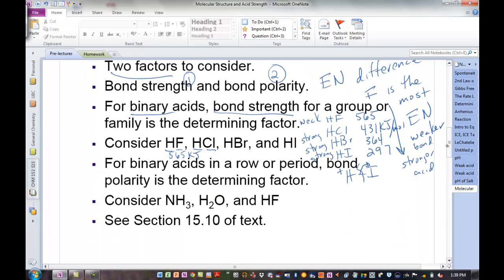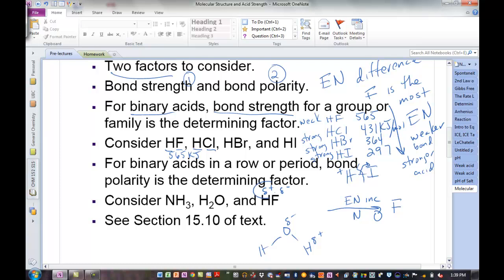Now, what about if we go across a row, or what we also call a period? Well, bond polarity is the greater determining factor. And again, fluorine is the most electronegative, so electronegativity is going to increase across. So we have nitrogen, oxygen, fluorine. So this bond is the most polar. An OH bond is pretty darn polar in water, but it's not as polar. And even NH3, an NH bond, while polar, is going to be less. In this case, the greatest determining factor is polarity.